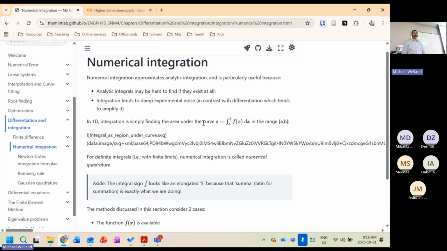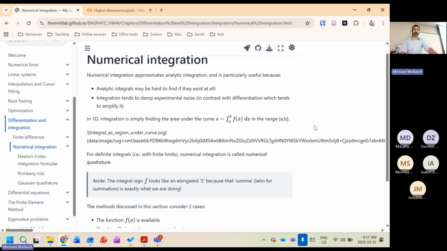Okay. Numerical integration is the opposite, right? Integration, if you remember this picture, yeah. I don't know why like half the stuff isn't... You have a curve, it looks like that, right? The integral is just the area under the curve. We're back to area under the curve, right? Integration tends to damp out experimental noise in contrast with the differentiation, right? Area under the curve is super easy.